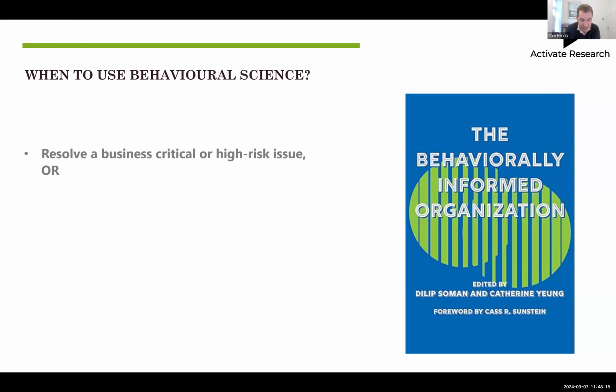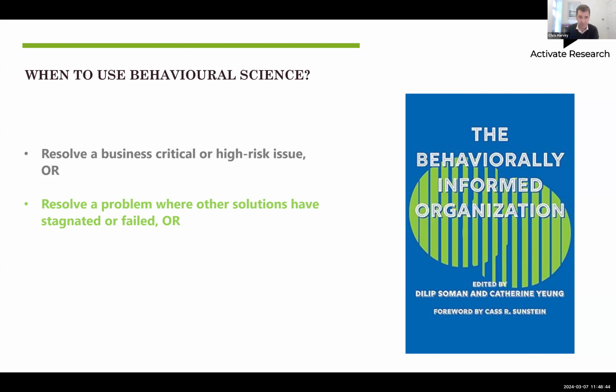Behavioural science can be useful, first of all, if we're trying to resolve a business critical or high risk issue, such as, for example, why consumers are not doing what the organisation wants them to do. That can be a good scenario to take a behavioural science informed approach. The book also talks, and I've had a lot of success in this, about using behavioural science in situations where other solutions have stagnated or failed.